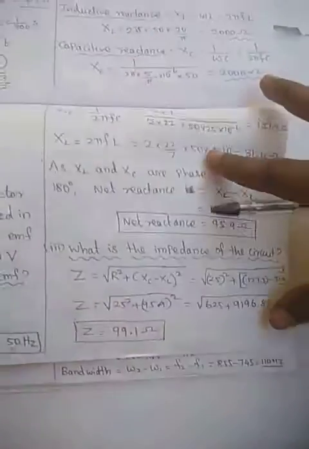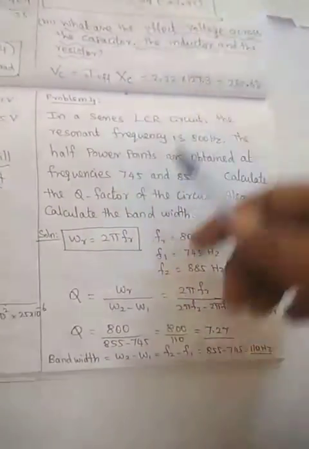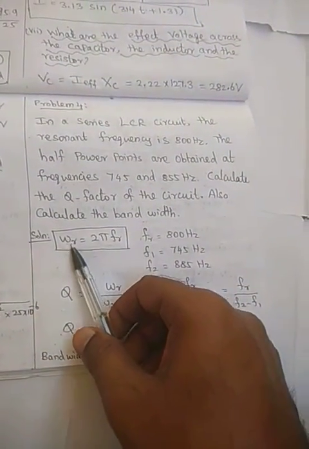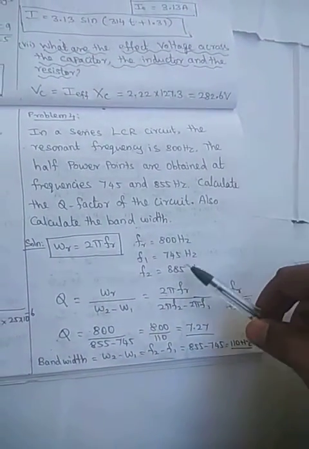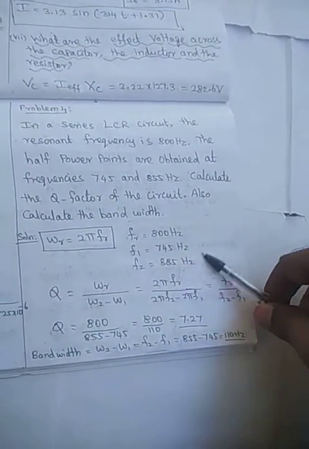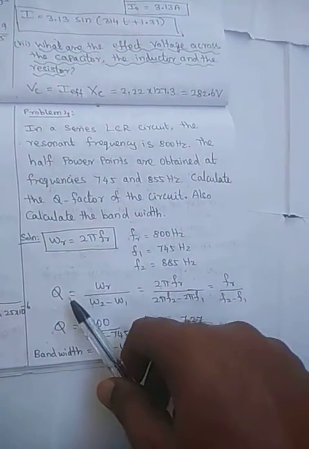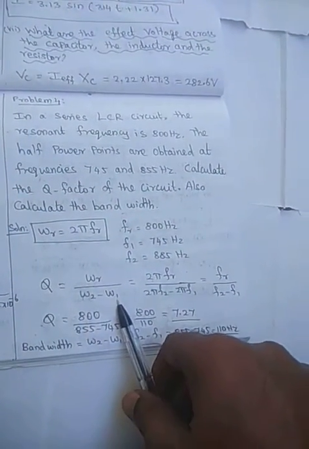So we know that omega is equal to 2 pi f. The resonance frequency omega r is equal to 2 pi fr. So the resonance frequency, the first frequency and the second frequency are given. So Q is equal to omega r divided by omega 2 minus omega 1.